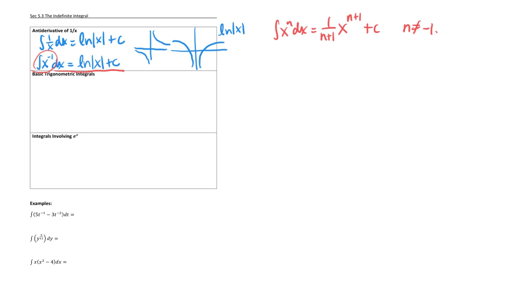Okay, so for our basic trig integrals, if you look back at a derivative table, you can just do it all backwards, and you can see that the integral of cosine x dx is equal to sine x plus c, and the integral of sine x dx is going to be negative cosine x plus c, and then the integral of secant squared x dx is going to be tangent x plus c.